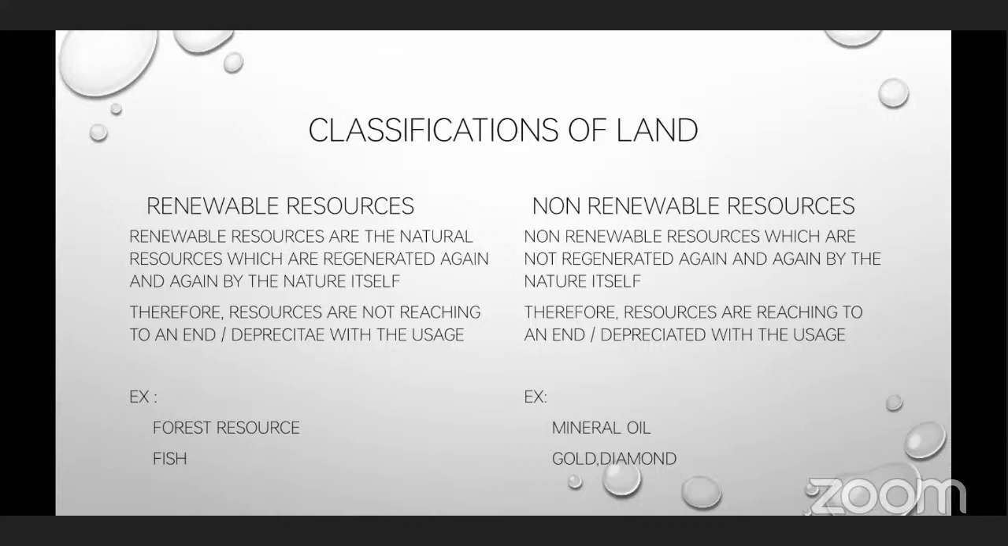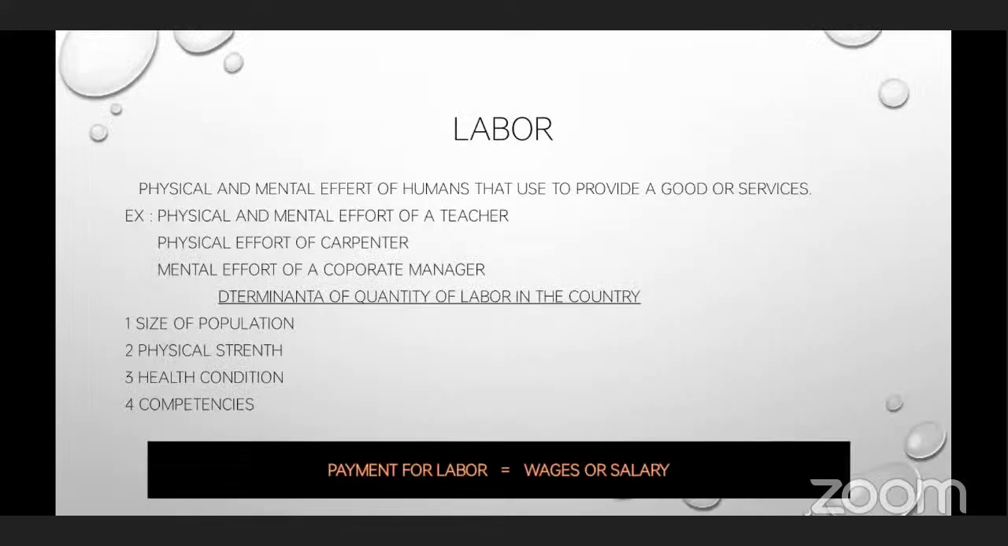Okay, we'll move to labor. Who is a labor? Physical and mental effort of humans that is used to provide a good or service. Examples for labor: physical and mental effort of a teacher, physical effort of a carpenter, mental effort of a corporate manager. The number of laborers in a country is equal to the labor force. Okay, we'll see determinants of quantity of labor in the country: size of population, physical health, health condition, competencies, education, migration, and immigration. The payment for labor is wages or salary. A manager in a company gets salary from the company.